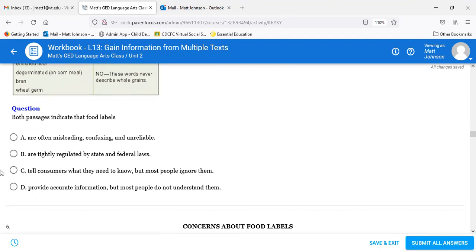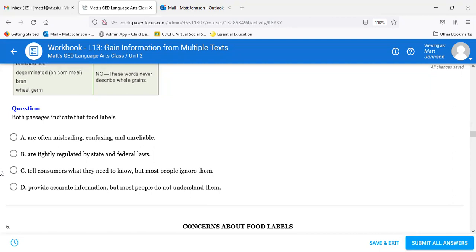Both passages indicate that food labels, A, are often misleading, confusing, and unreliable. B, are tightly regulated by state and federal laws. C, tell consumers what they need to know, but most people ignore them. D, provide accurate information, but most people do not understand them.